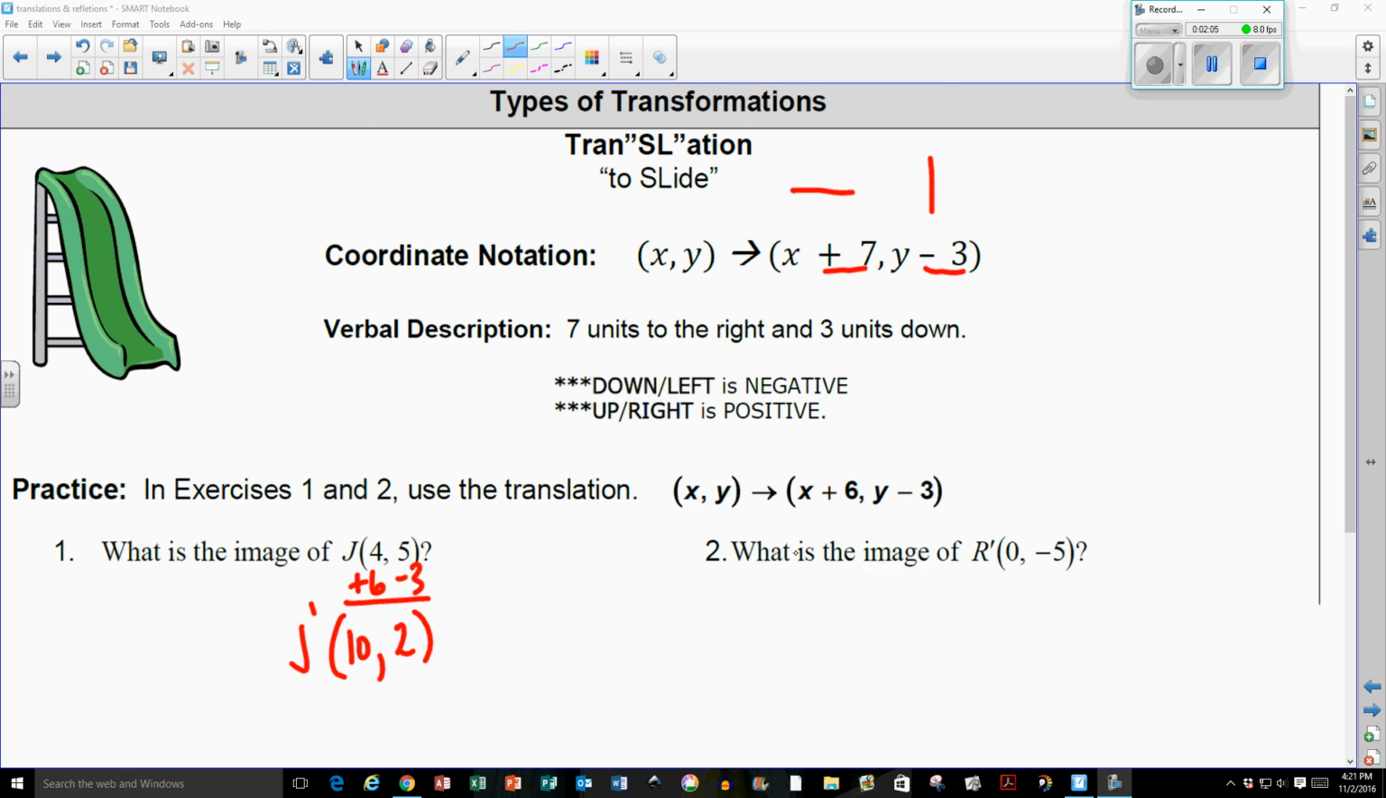Okay, on the second one, it's already a prime, so it's already R prime, so we're going to find R double prime, which means that we are going to see what happened after it's been moved once already. So we're going to add 6, so 0 plus 6 is 6. And we're going to subtract 3. Negative 5 minus 3 is negative 8. So our double prime is located at 6, negative 8.